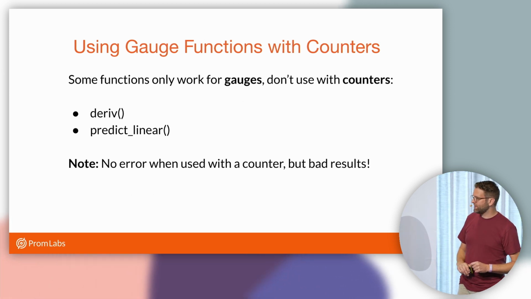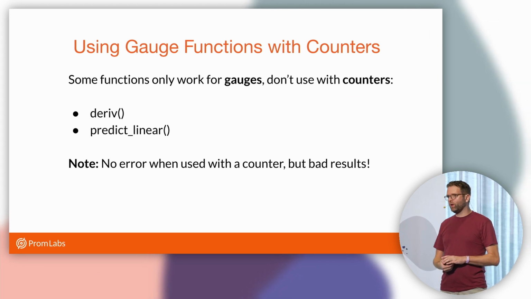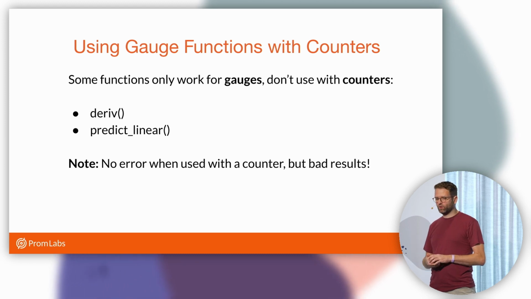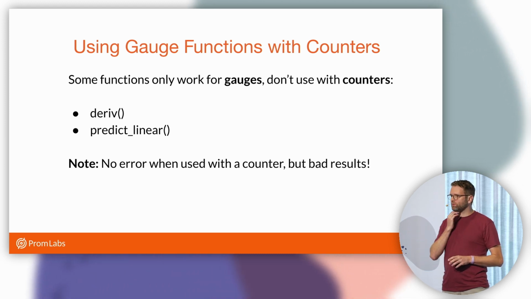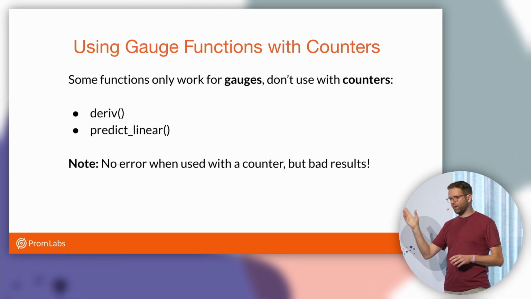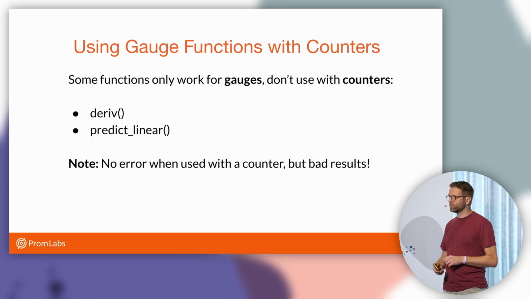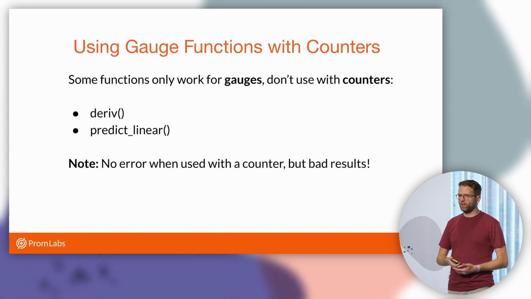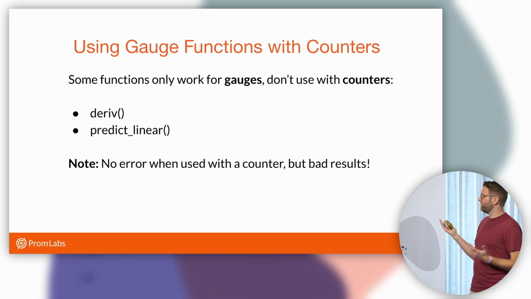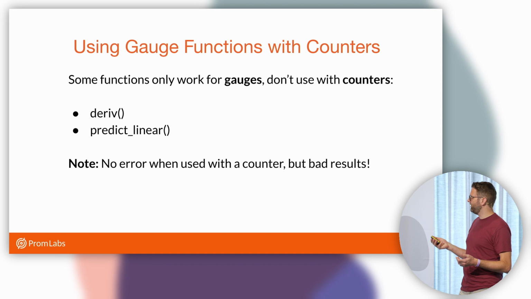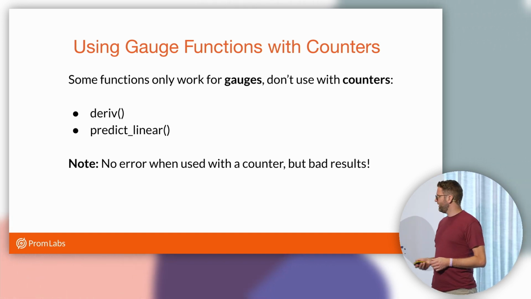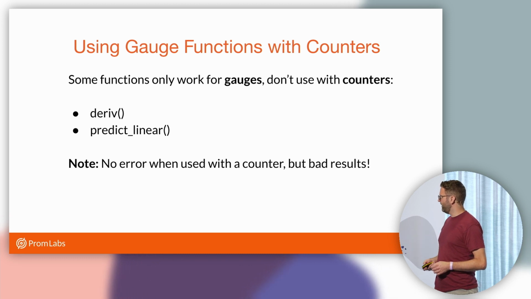And vice versa, there are other functions, deriv and predict_linear, which do not have this concept of trying to detect counter resets. For example, the deriv function just does a linear regression to tell you how fast per second a time series is going up or down. So this can actually return negative results. If you put a counter metric in there, it will give you the wrong result as well. When a counter metric resets, it will think you are getting a negative number of requests right now. So you have to be careful as a human, again, to not switch these around.